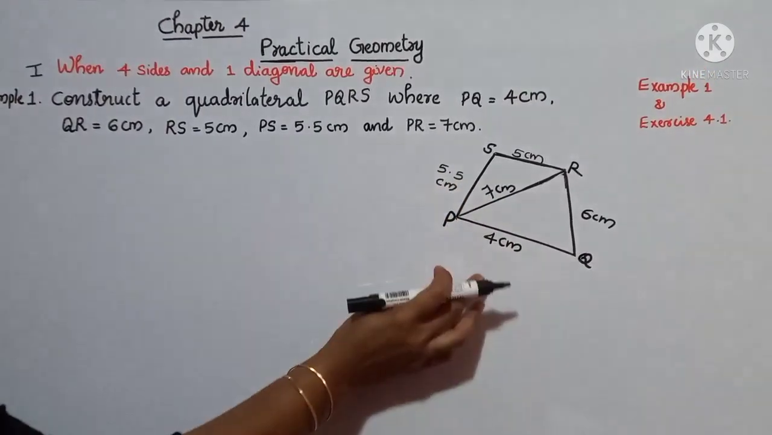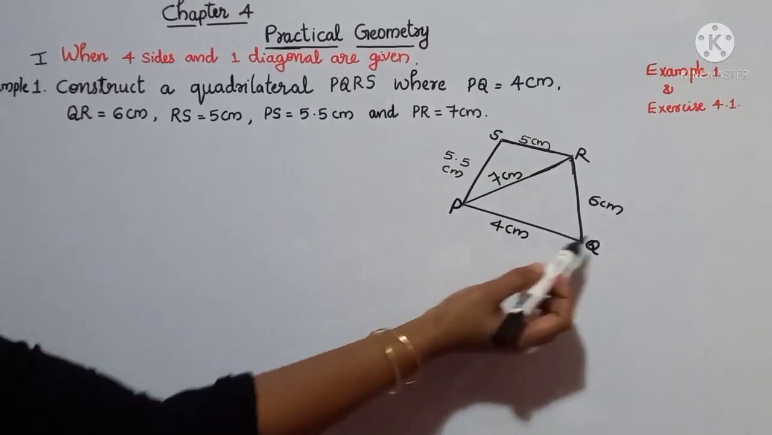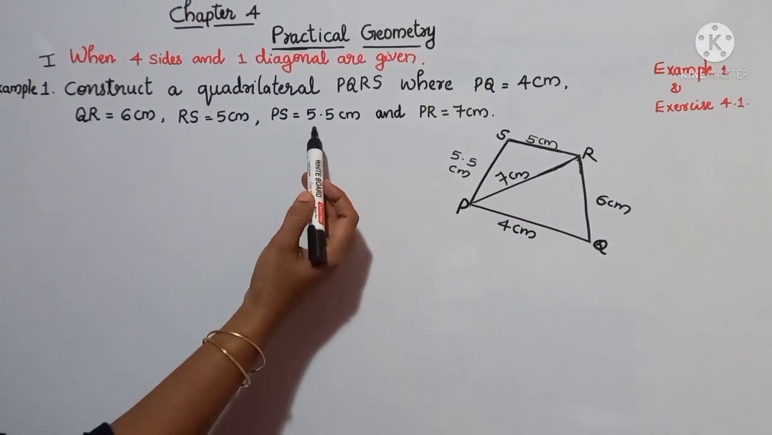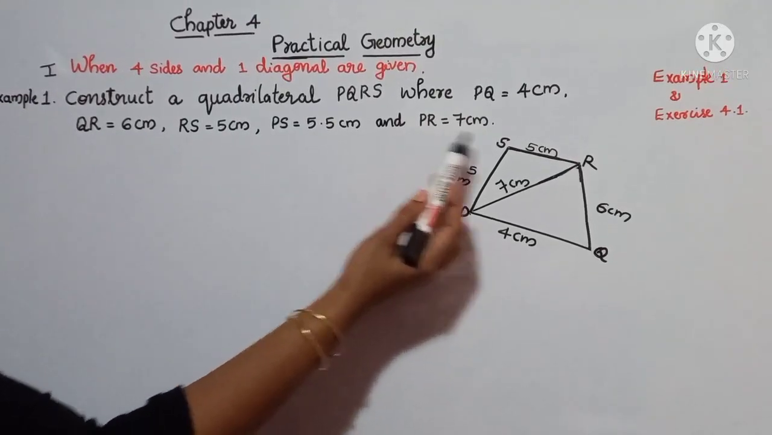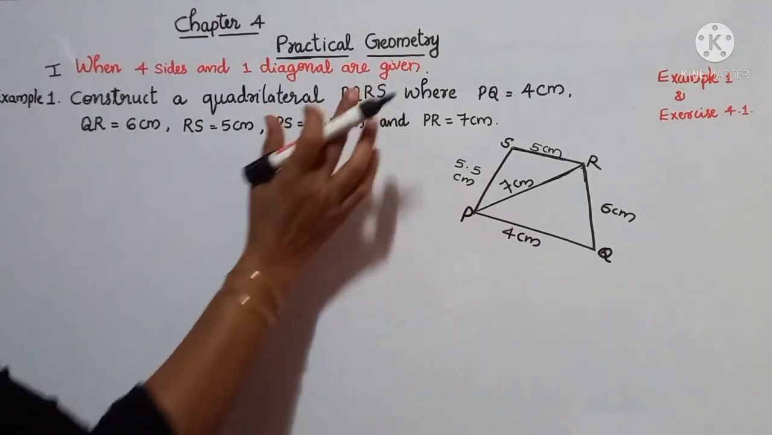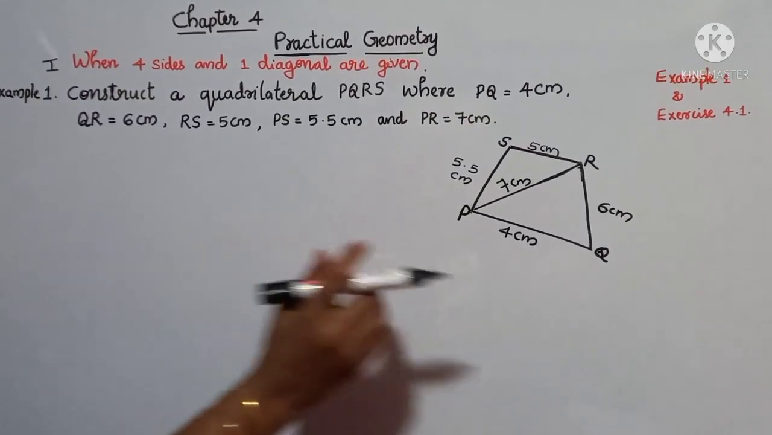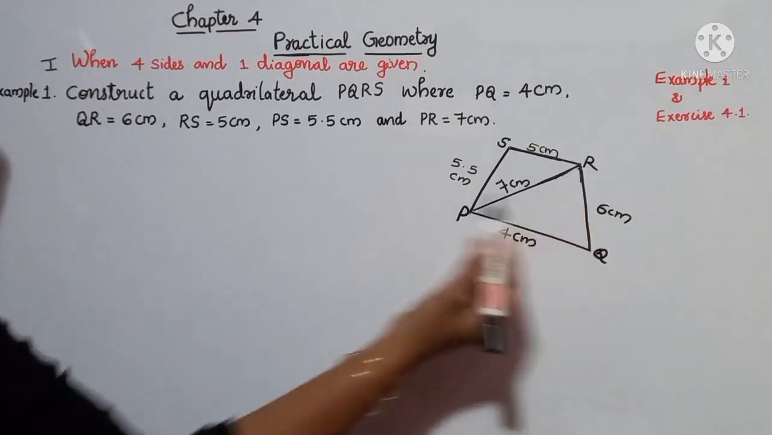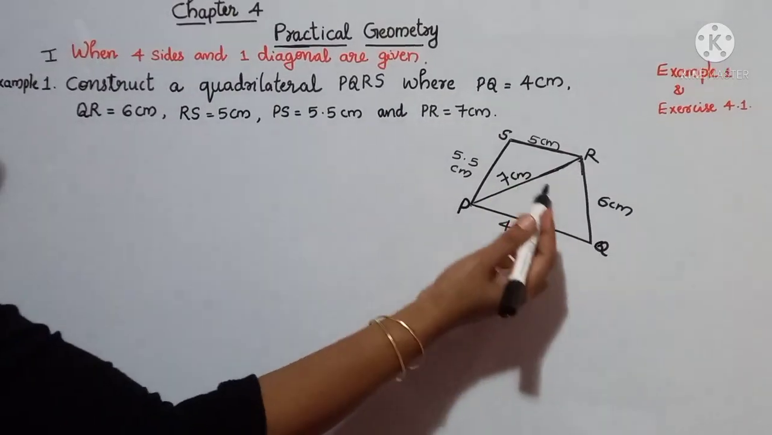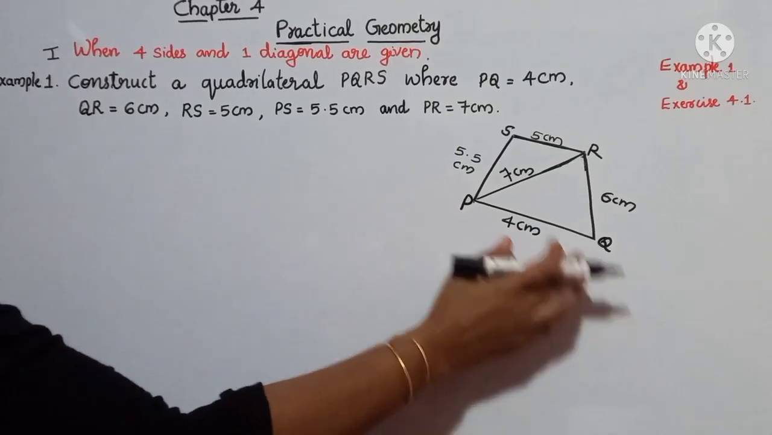Now we have written all the measurements here. PQ 4 centimeter, QR 6 centimeter, RS 5 centimeter, PS equal to 5.5 centimeter, and PR 7 centimeter. Now we have got a visualization of this PQRS. According to this rough sketch, we have to construct the original figure. Here we know PQR is a triangle and PRS is another triangle. So two triangles are here. For constructing this quadrilateral PQRS, we have to construct these two triangles.